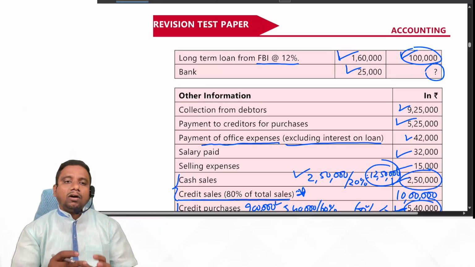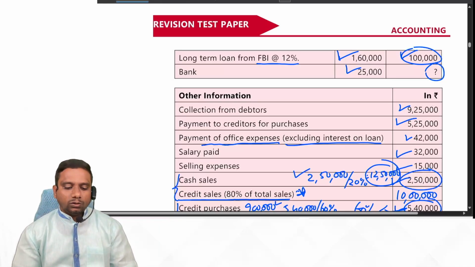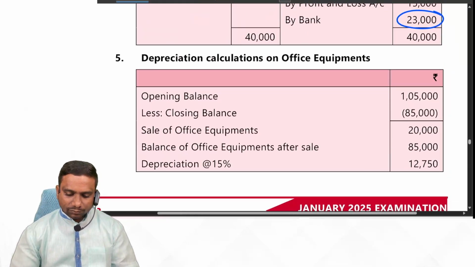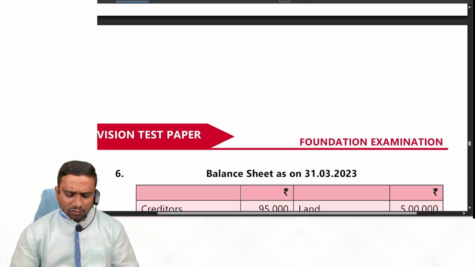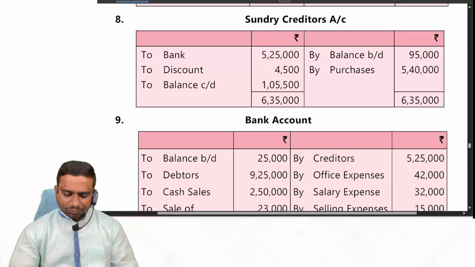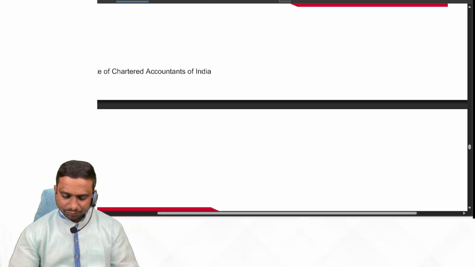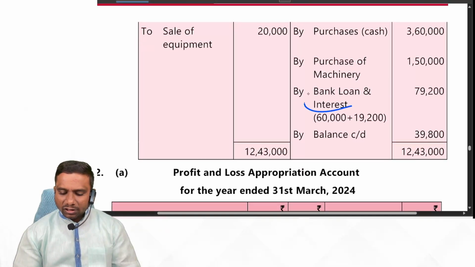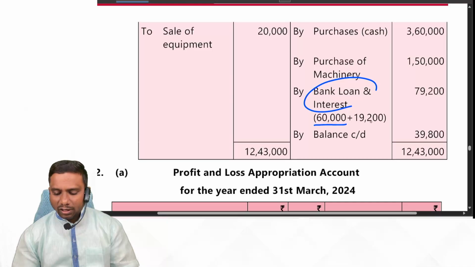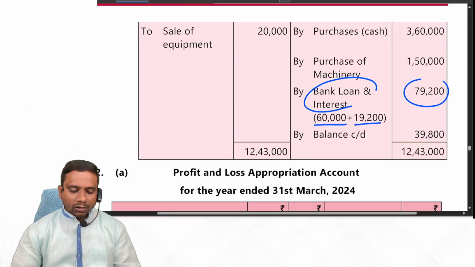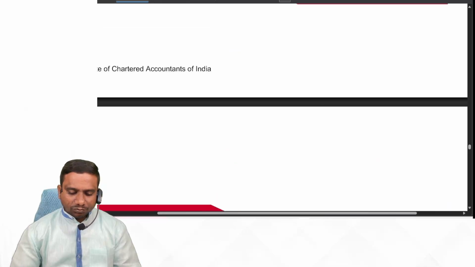Remaining balance, how much principal amount was repaid? Look at the loan account. Here they have given so many accounts to students. You can observe. So bank loan and interest, how much? 60,000 principal paid and 19,200 interest. Total 79,200. Okay, this is our problem, students.